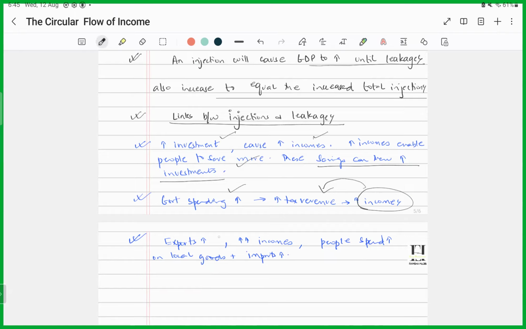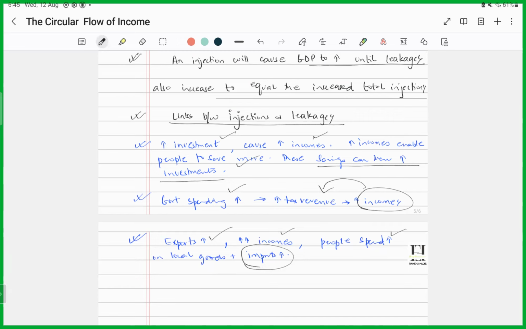If the level of exports increase, what happens? Domestic firms would be earning more. There would be an increase in the level of income, right? So higher levels of income would what? Would enable people to spend. So people would be spending not only on the locally manufactured goods and services, rather they would also increase their spending on imports. So again, what happened? Increase in exports was an injection that led to a rise in income, which further led to an increase in withdrawals or leakages. So this is the relation between leakages and injections.